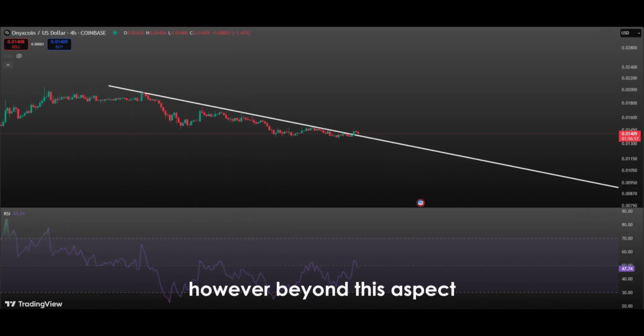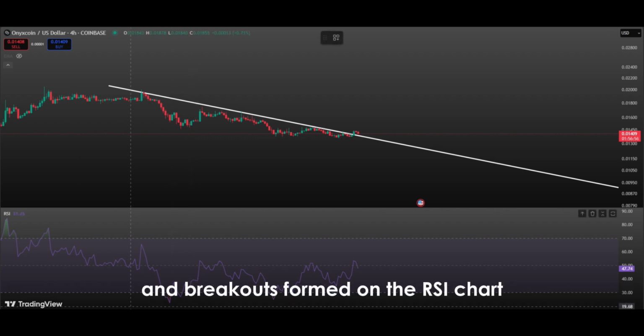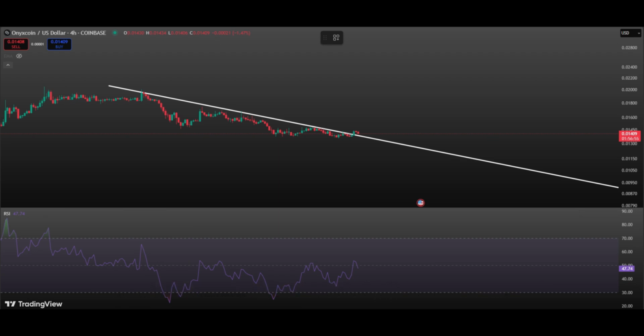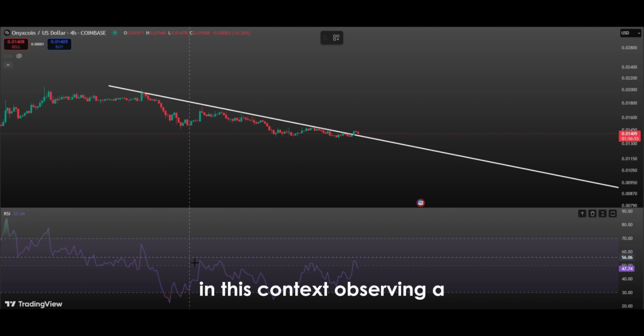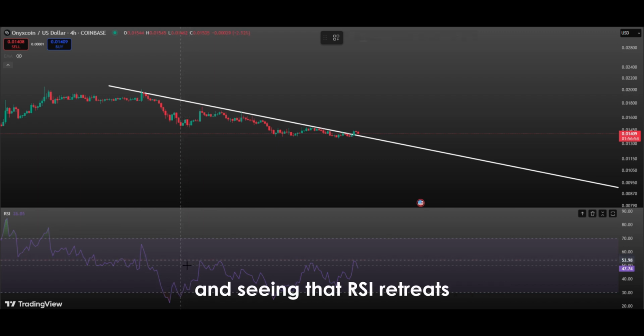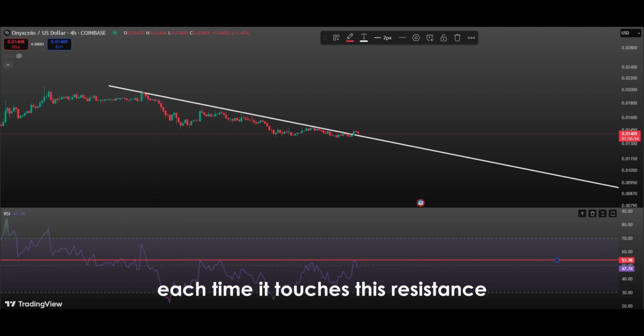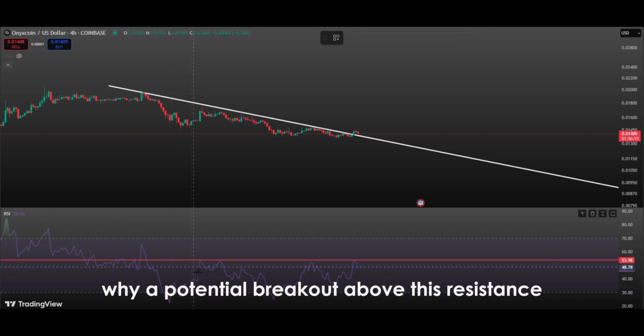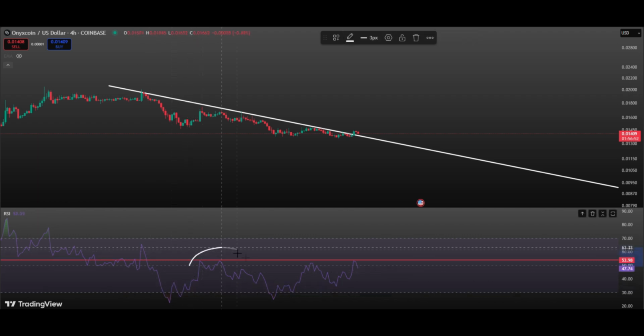However, beyond this aspect, trend lines, support resistance zones, and breakouts formed on the RSI chart can also serve as precursors to price movements. In this context, observing a clear resistance level forming on the RSI and seeing that RSI retreats each time it touches this resistance is a highly critical technical detail. Let's now explain the situation in detail and explore why a potential breakout above this resistance might lead to upward price movement.